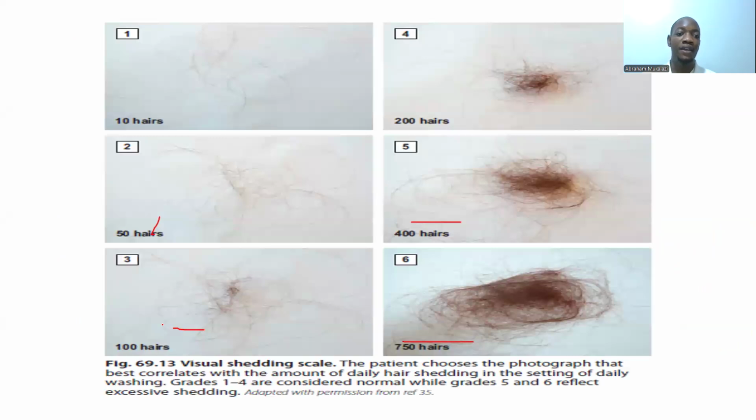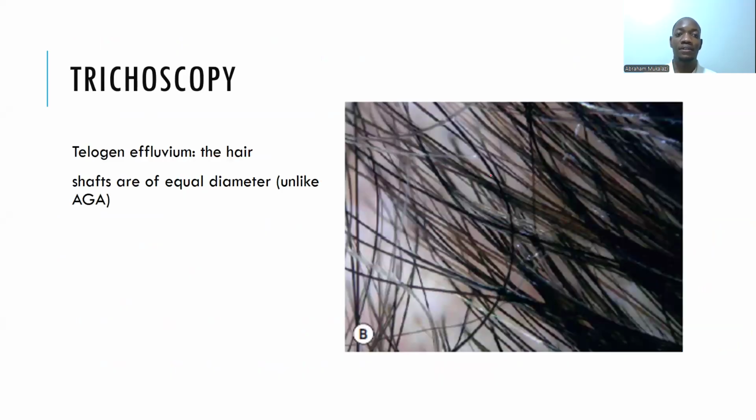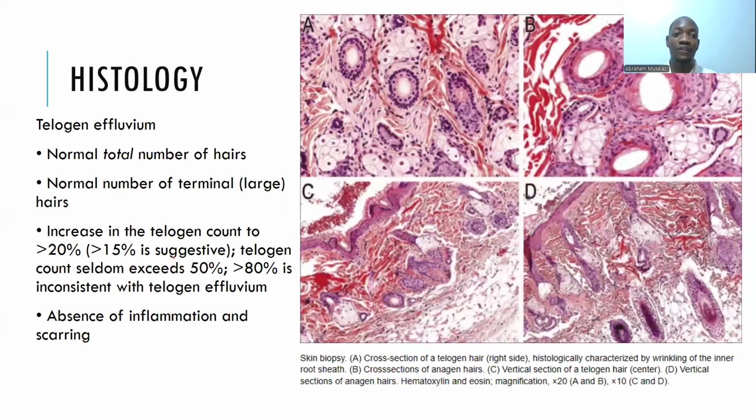And if you do trichoscopy, surprisingly, the hair shaft will be equal, everything will look normal, because remember, the hairs you're losing are already terminal hairs, already matured, and it is not like a patchy area where you see that the hair density has reduced. When you do a trichoscopy, it may actually be misleading because everything may appear normal. And when you take a histology, you still have a normal number of hairs, as well as a normal number of terminal hairs, but what will increase is the amount of hairs in telogen phase compared to what is expected.